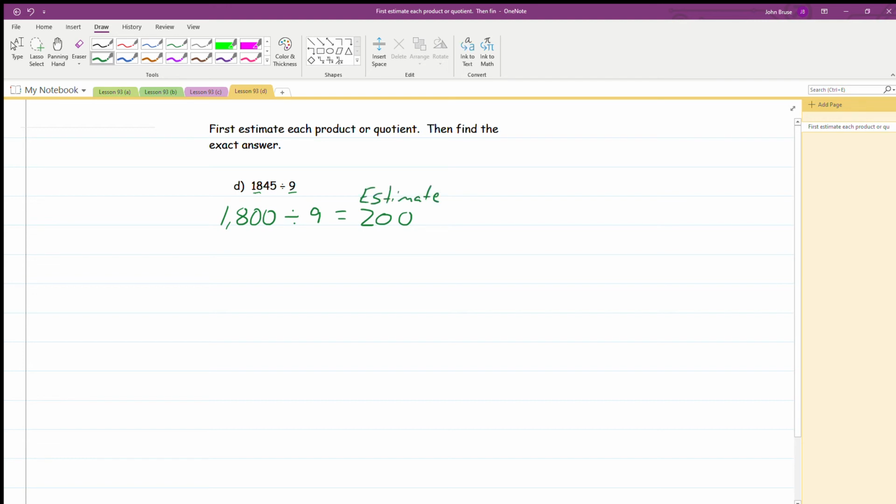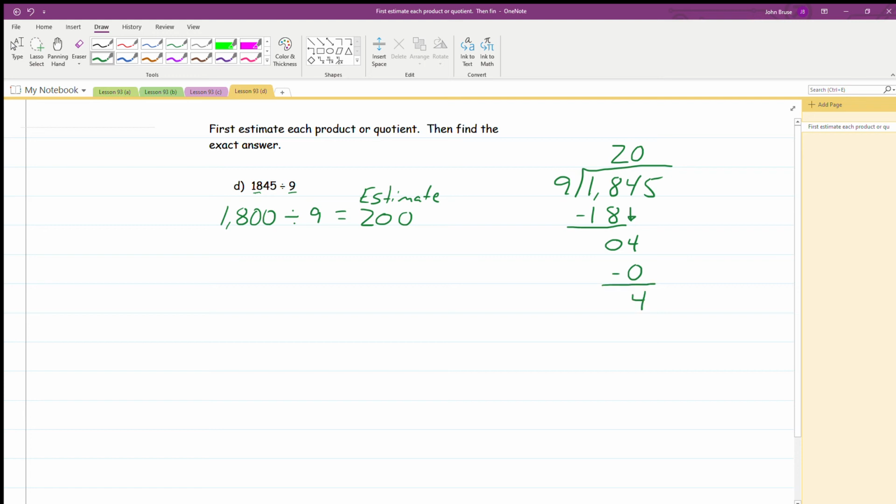And then I'm going to solve this in 2 different ways. We're going to go ahead and solve this with the long division method, which is 1,845 divided by 9. 9 doesn't go into 1, but it does go into 18 2 times. 2 times 9 is 18. We subtract. We have 0. We bring down our 4. 9 does not go into 4. Well, it goes into it 0 times, so we got 0 times 9 is 0, and we subtract. That leaves us with 4.